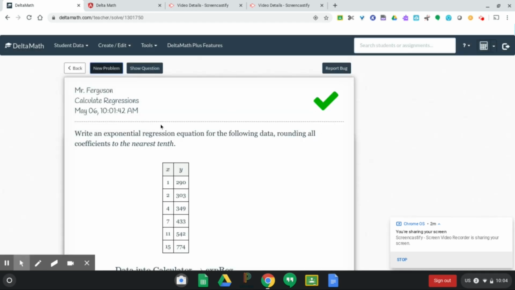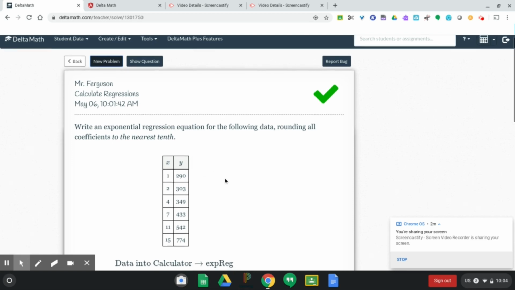Okay, so here was a linear, quadratic, and exponential regression example and how to use this calculator on DeltaMath.